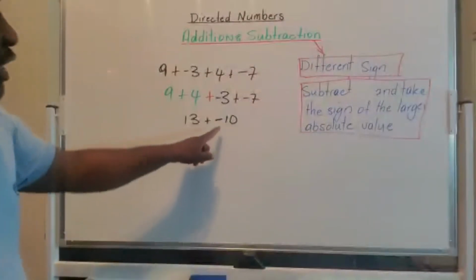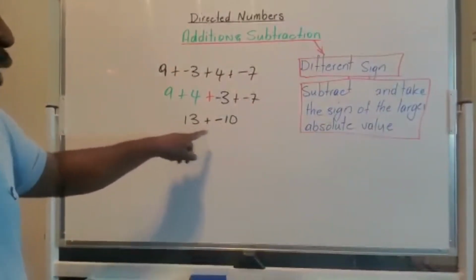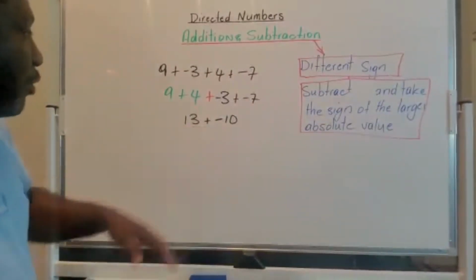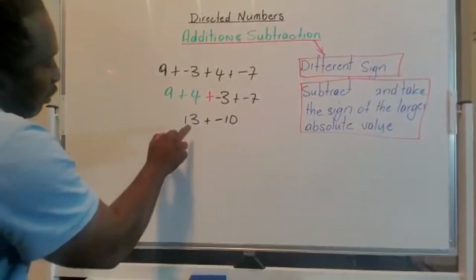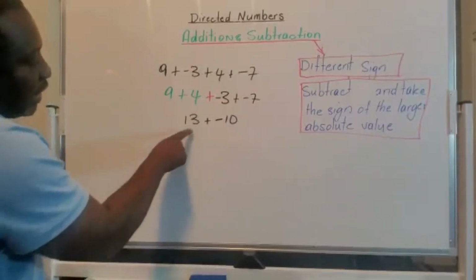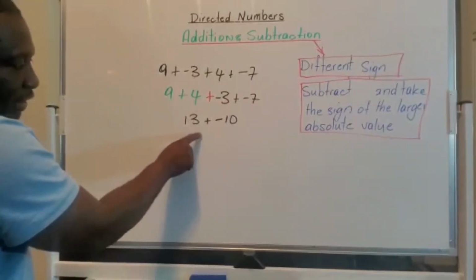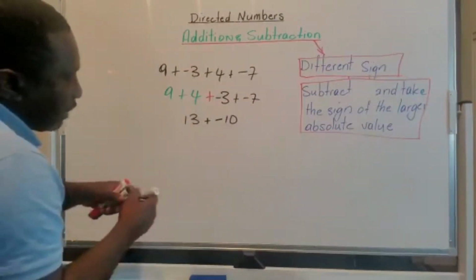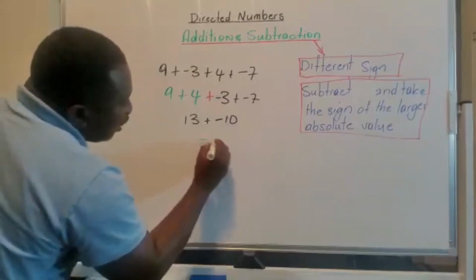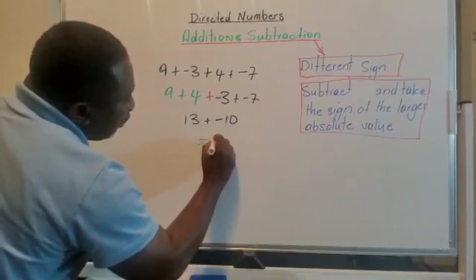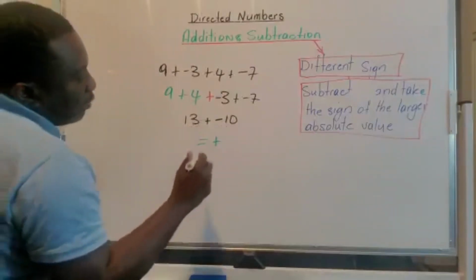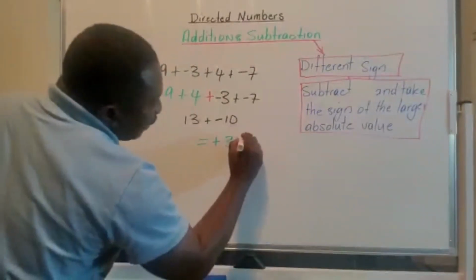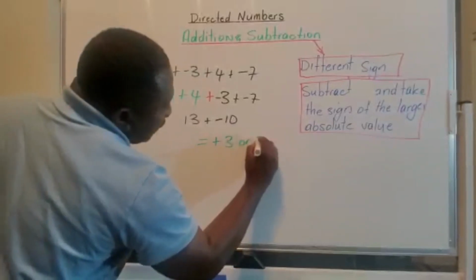So what are we to do here? The rule tells us the signs are different. We are adding positive and negative. Do subtraction and keep the sign of the absolute value, which is the larger one. In this case, the larger value is 13. Therefore, 13 is positive. So right away, we know that we are going to have a positive outcome. 10 from 13 will leave us with 3. So our answer is positive 3.